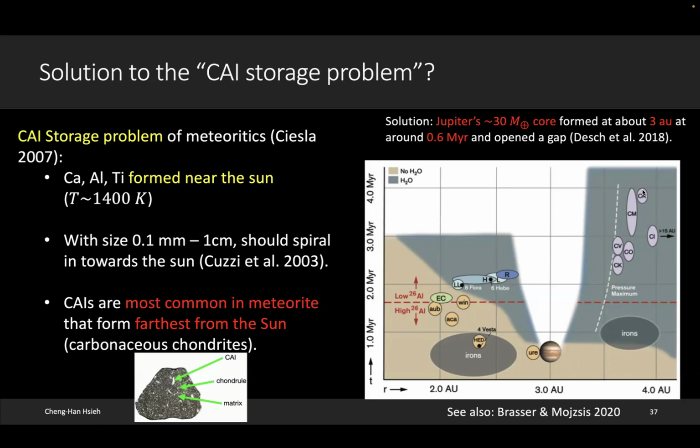One possible solution, proposed by Stephen Dash in 2018, is early formation of Jupiter. You have Jupiter's 30 Earth-mass core forming at around 3 AU, at around 0.6 million years, and this opens up a gap. So if the CAIs are within 3 AU, all of them will radially drift and get accreted onto the Sun. But any CAIs outside of Jupiter's orbit can remain in orbit and then be captured and incorporated into carbonaceous chondrites.